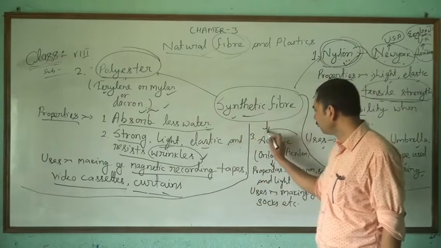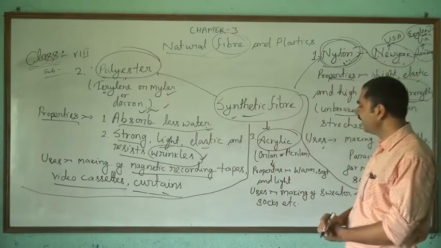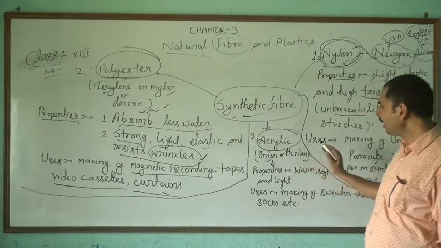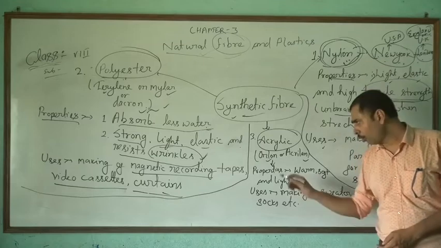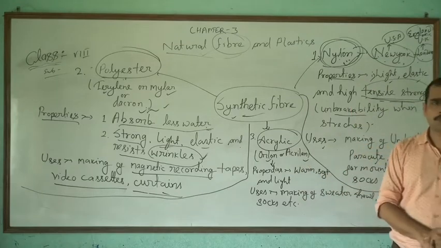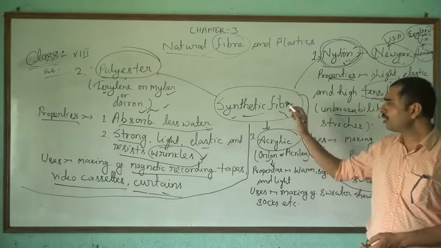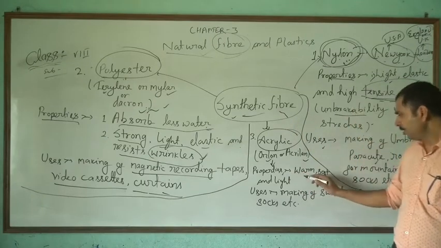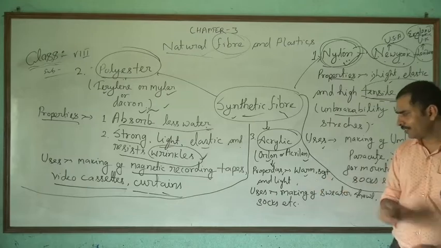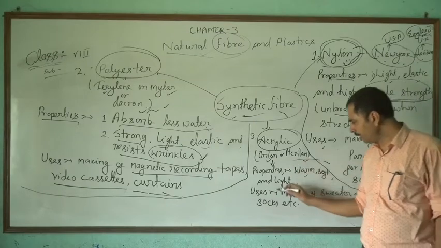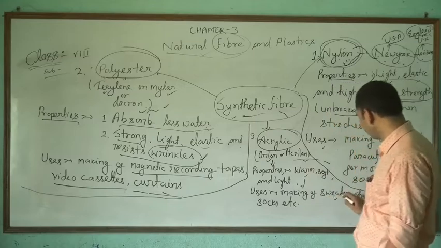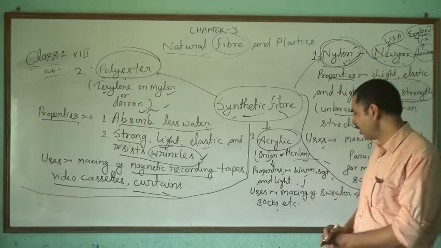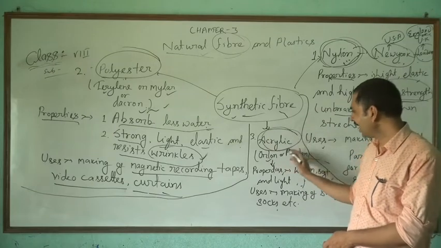The third synthetic fiber is acrylic, which is also known as orlon or acrylan. Acrylan and orlon are the other names of acrylic. It is a type of synthetic fiber. Properties of acrylic: it is warm, soft and light. Due to this, it is used in making sweaters, shawls and socks. Woolen clothes especially are made from acrylic.